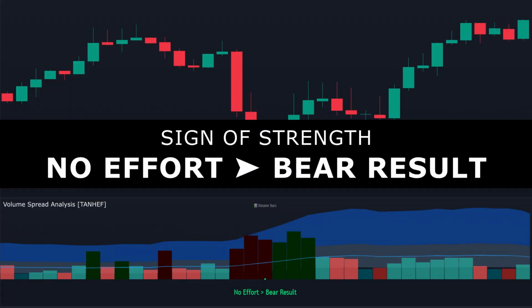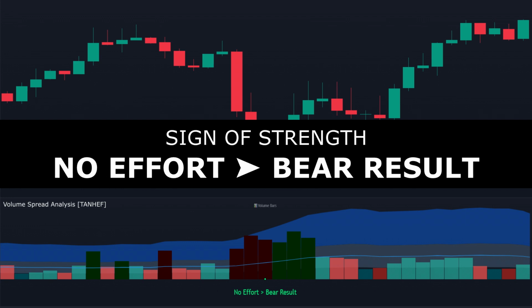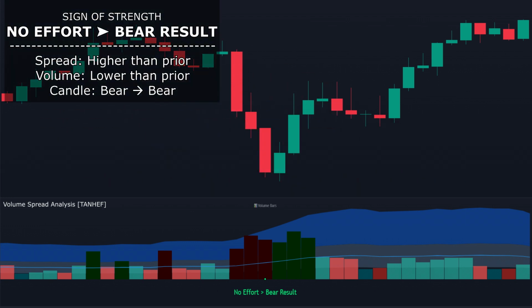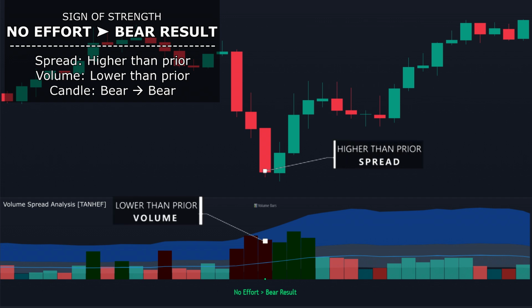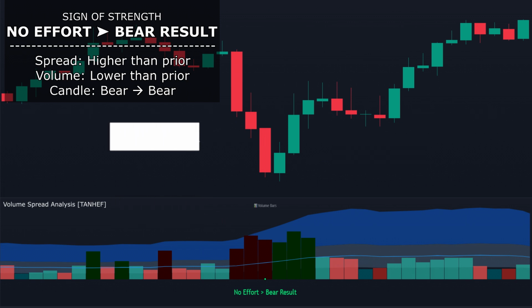Sign of strength, no effort, bear result. The no effort, bear result pattern requires higher than prior bar spread, lower than prior bar volume, and back-to-back bear bars. This is a large downward move that occurs with relatively low volume, indicating that the selling pressure is weak, suggesting a potential uptrend reversal.